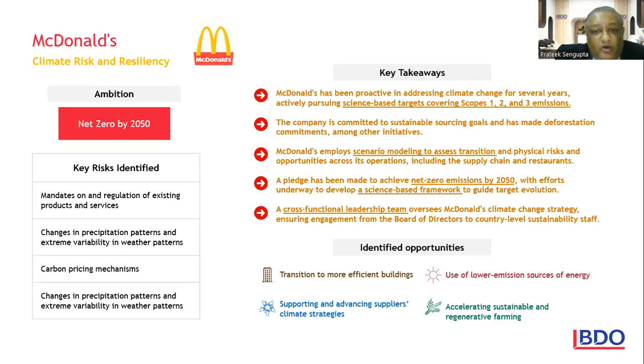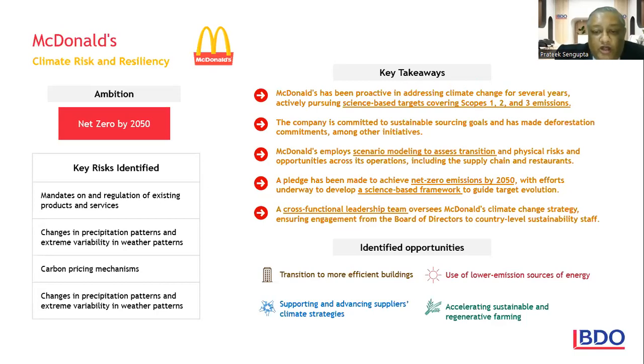Some of the key takeaways: McDonald's has been proactive in addressing climate change for several years, actively pursuing science-based targets covering scopes 1, 2, and 3. The company is committed to sustainable sourcing goals and has made deforestation commitments among other initiatives. McDonald's also employs scenario modeling to assess transition and physical risks and opportunities across its operations, including supply chains and restaurants. A pledge has been made to achieve net zero by 2050, as I mentioned, with efforts underway to develop a science-based framework to guide target evolution.